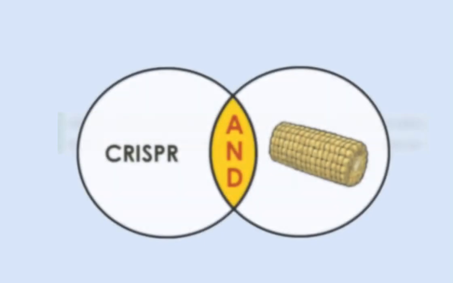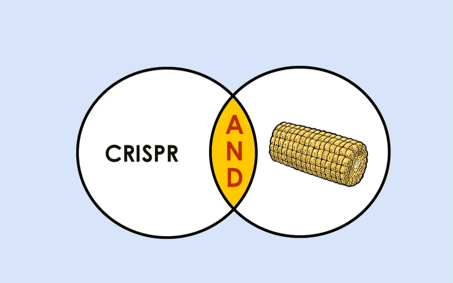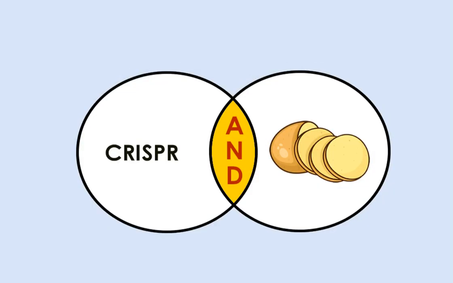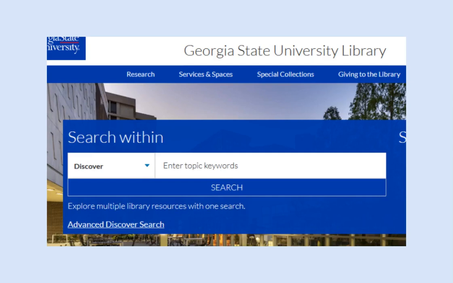I can look for CRISPR and corn, that's the maize, CRISPR and wheat, that's the triticum, CRISPR and potatoes, that's the solanum, and so on. Thanks! Now, most of you will not be doing a highly technical biology paper, but a lot of you are going to be doing papers on literature, whether that is English 1102 or a 2000 level English class at Perimeter.